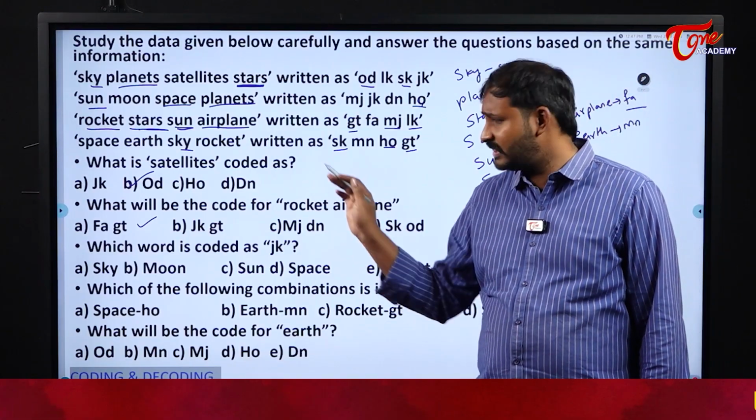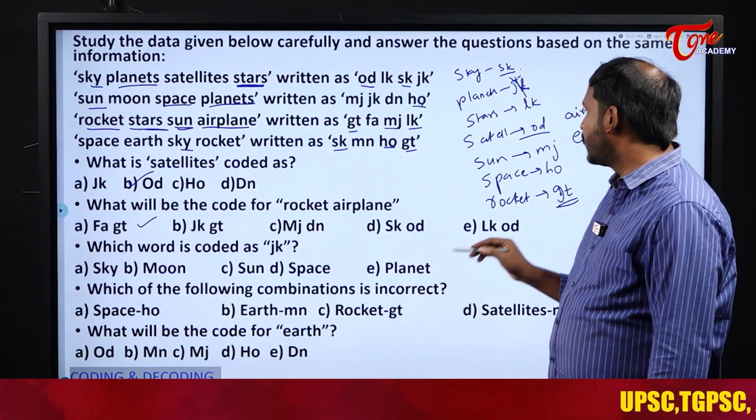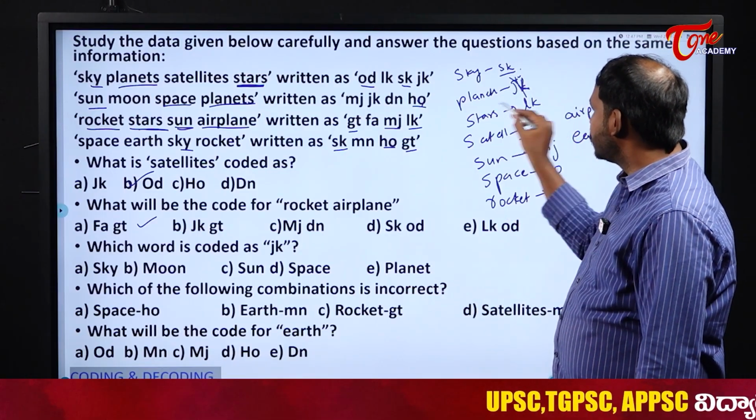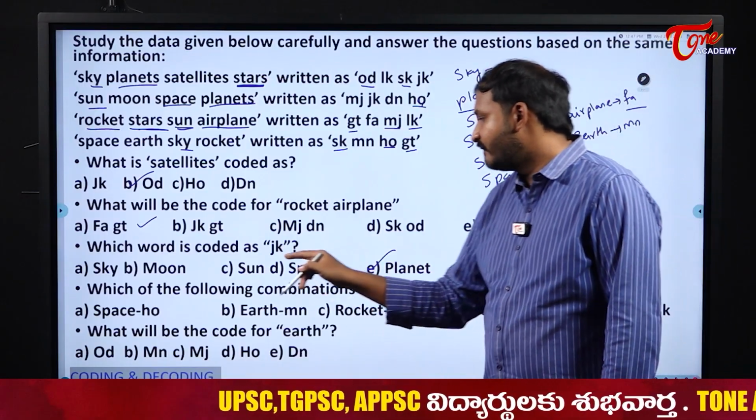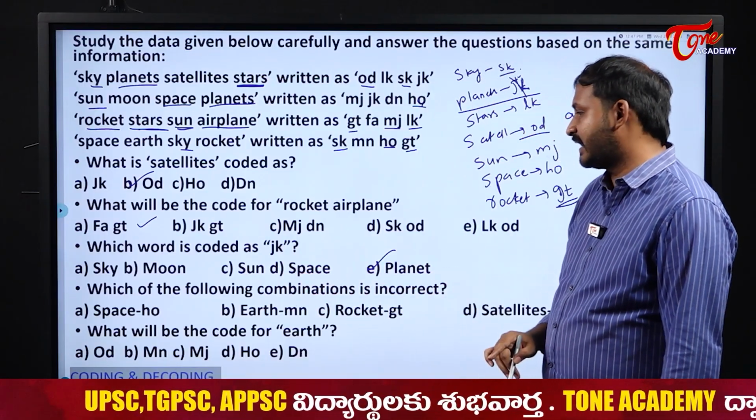No need to worry about the order, just see whether they are there or not. Which word is coded as JK? JK is coded as what? Planets. So option E.